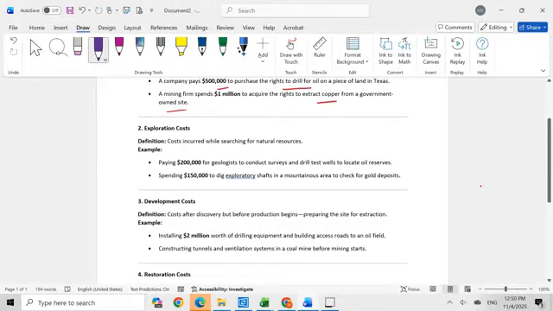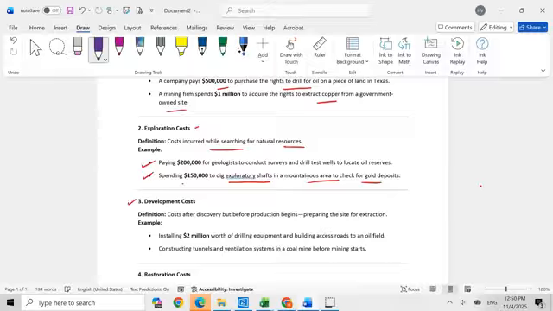So once you acquire the right to even look for that natural resource, there's exploration costs, which are costs that are incurred while you're researching for that resource, such as paying $200,000 for a geologist to conduct surveys and drill test wells to locate oil reserves, or spending money to dig exploratory shafts in a mountainous area to check for gold deposits. So those are exploration costs, and those also need to be capitalized.